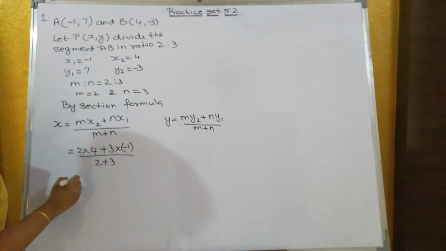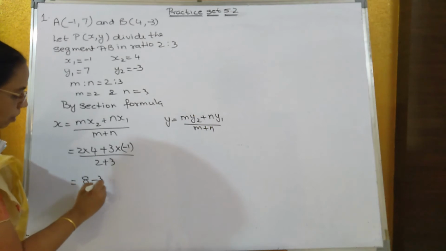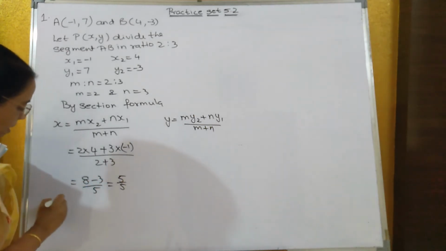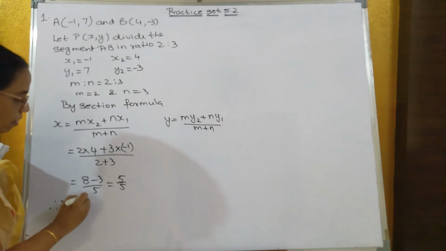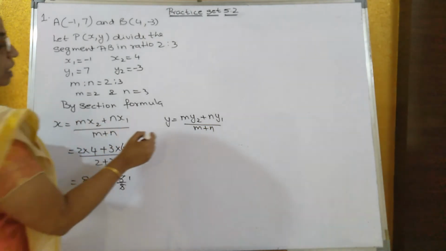So that is equal to 8, and 3 into -1 is -3, upon 5. So that's equal to 5 upon 5. Therefore, x is equal to 1. The 5 and 5 get cancelled. The answer is 1.